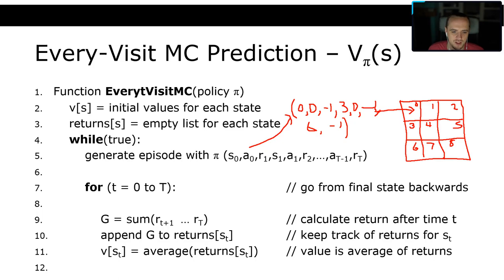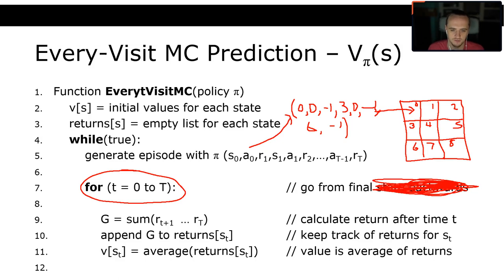So once we have that episode, now we're going to enter this loop. So for time step t equals 0, all the way up to the final time step. Oh, sorry, ignore this for now. Going backwards, I forgot to change that comment. I'll change that for the final slides.